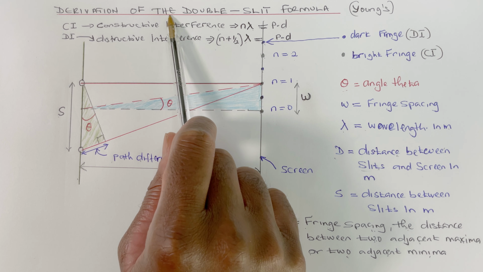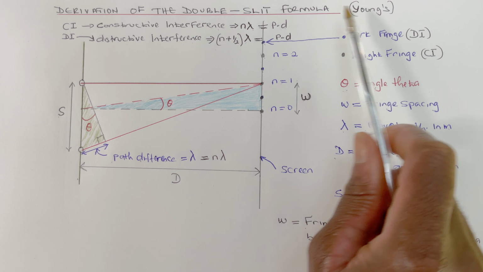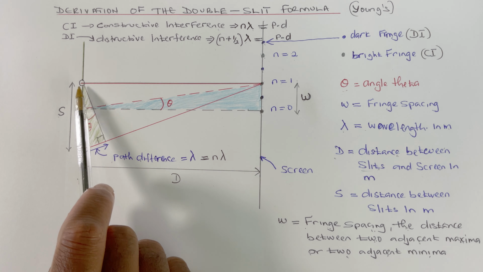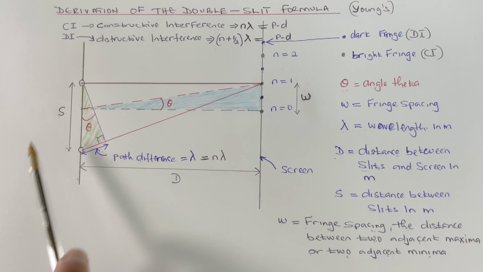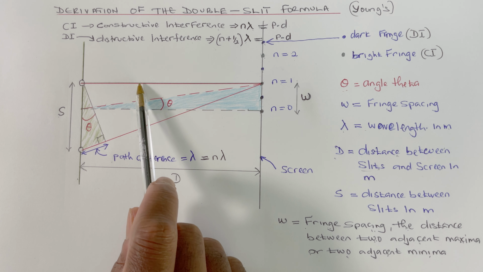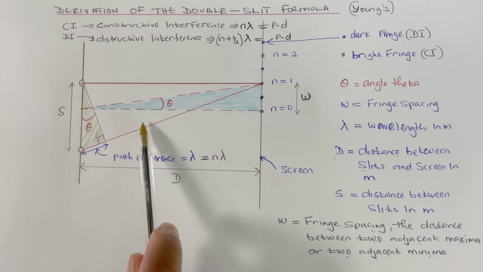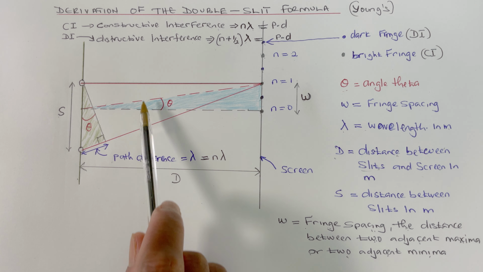This is the derivation of the double-slit formula, sometimes referred to as Young's double-slit formula. You've got two sources of light going through the double slits, slit 1 and slit 2. These two lights have to be coherent, meaning that the frequency and the wavelength of the two lights are the same, and the phase difference is constant.